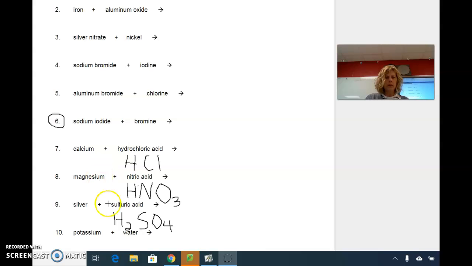All right, so let me just do one of the acid ones with you. I was going to do number 6 as an example, because bromine is not a metal, right? So I want to talk about that one too, but let's pick number 8. So magnesium. So here's what I need to do. This is going to be messy because I'm writing with the mouse.